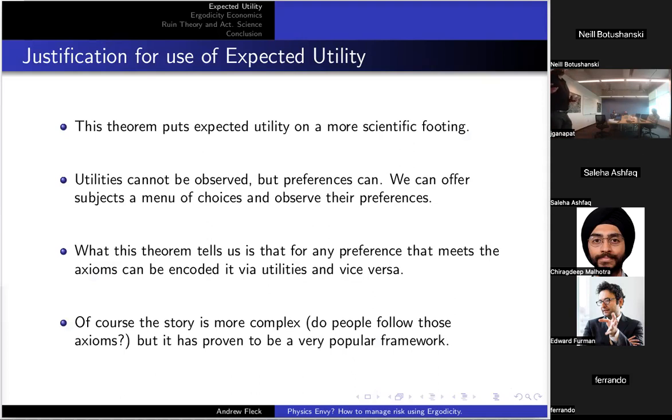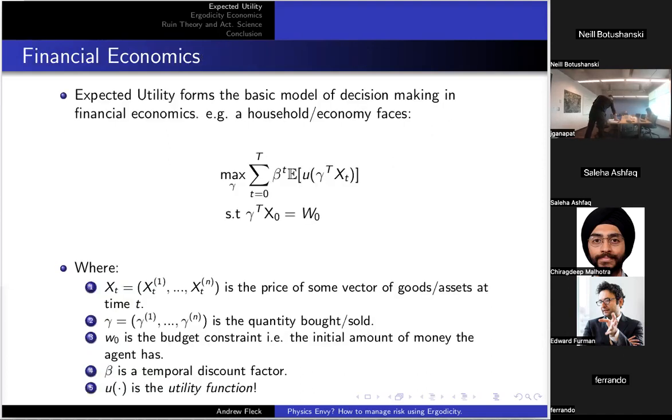Now, obviously, the story is more complex. Do people actually follow these axioms? Like I said, independence is often relaxed. That's how you get these Choquet expectations, and things that look sort of like insurance premium principles. But this has proven to be the very popular starting point for most economics research, and it has gone on to form the basis for most financial economics.